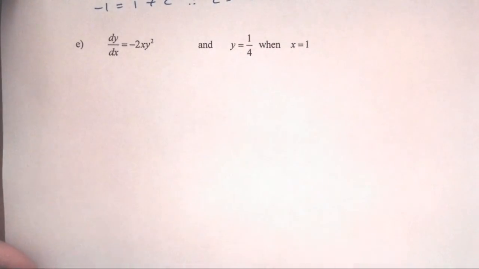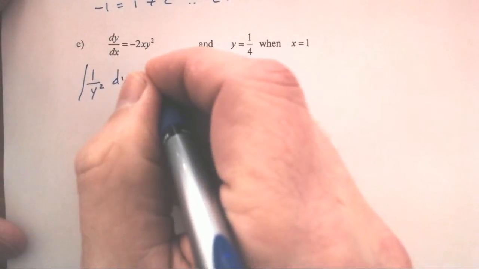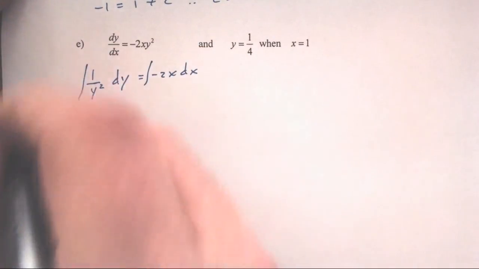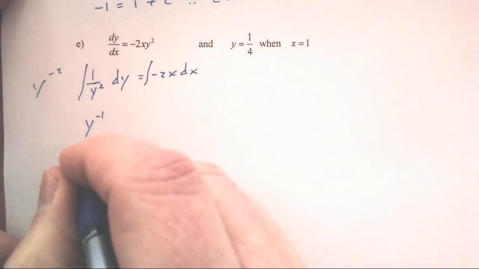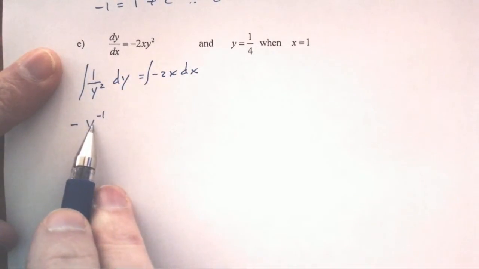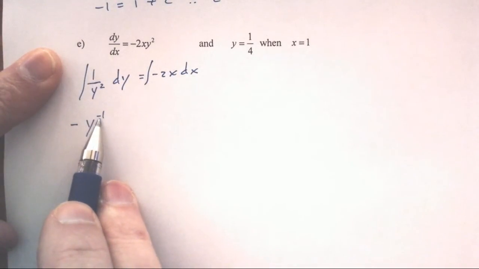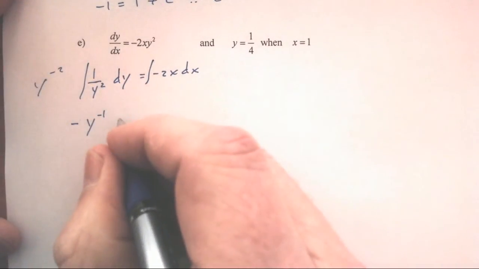I'm going to group my y's. I'm going to get 1 on y squared. You might want to just write that over here as y to the negative 2nd dy equals negative 2x dx. Integrate to eliminate the dy and the dx. If this was y to the negative 2nd, I would get y to the negative 1st on negative 1. Let's check, find the derivative. I would get y to the negative 2nd times negative 1, negatives cancel, so we're in good shape there.